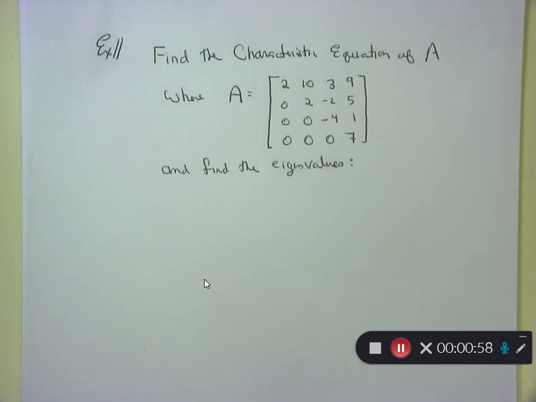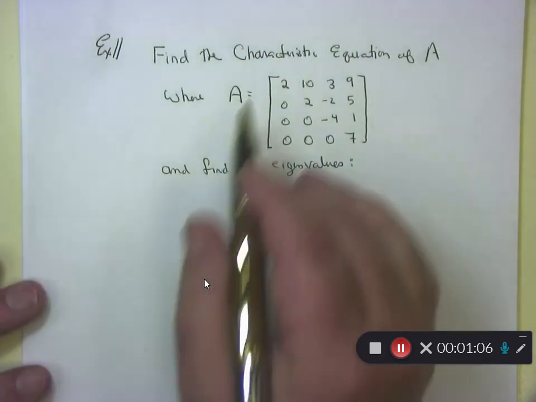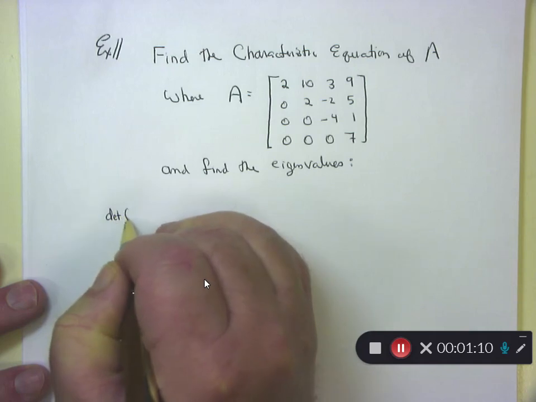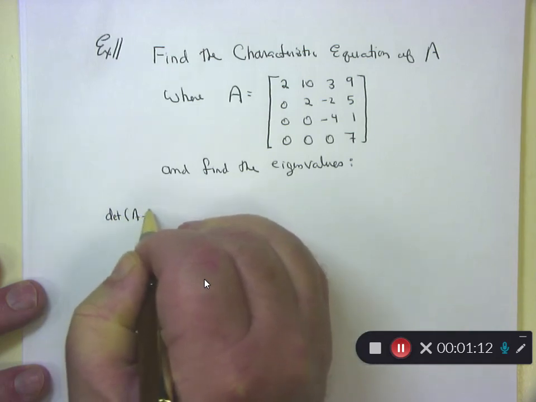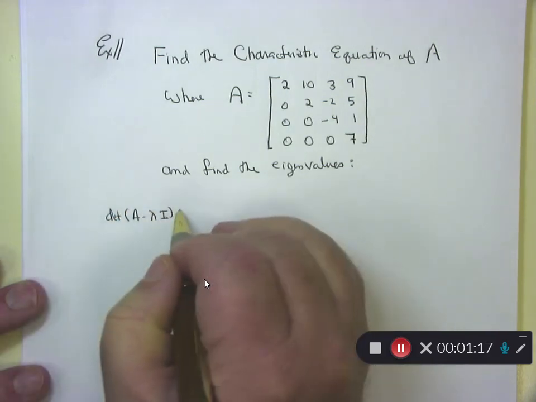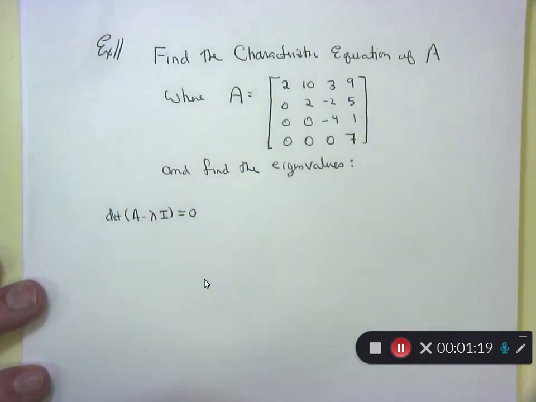I just wanted to show you guys this, but this is actually a trivial problem. But I'm going to do it the way that we do all problems, and that is to find the characteristic equation. I have a formula. It is the determinant of A minus lambda I. That is the formula for the characteristic equation when you set it equal to 0.